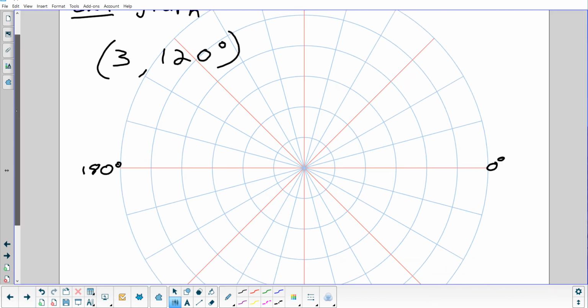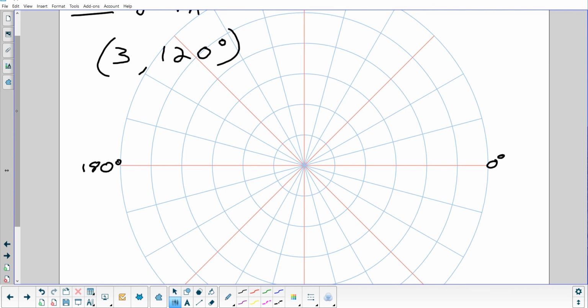The point is 3, 120 degrees. Now, this isn't a graph of an entire shape. It's not going to be a circle or a spiral. It's going to be a single point. That's as fancy as we get, just single points.